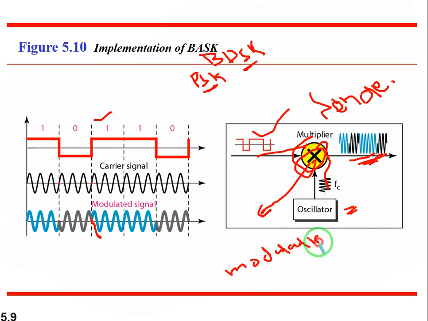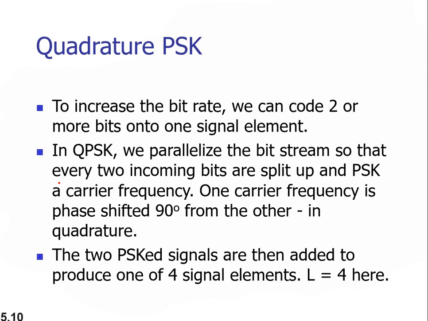Okay, what is the basic definition of modulation? The basic definition of modulation is that once the phase, frequency or amplitude of your original signal is going to change, it means your signal is going to be modulated. This is the definition of modulation. So now coming to the quadrature PSK or QPSK. One thing keep in mind, once we need to increase the bit rate, what we are going to do is code 2 or more bits onto one signal element.